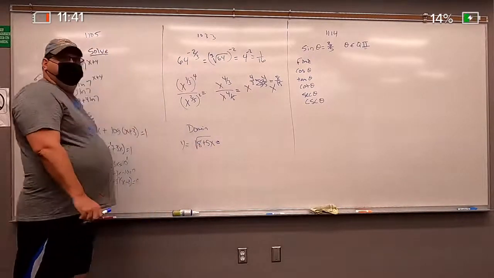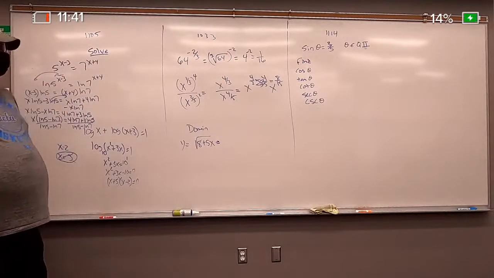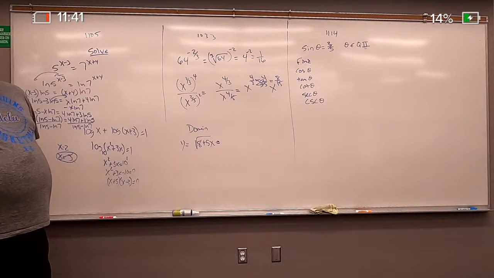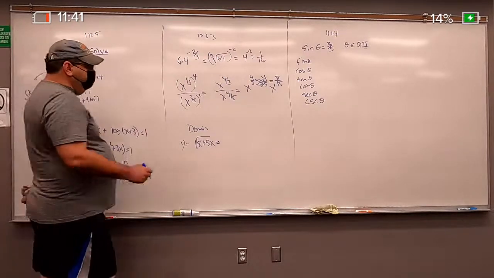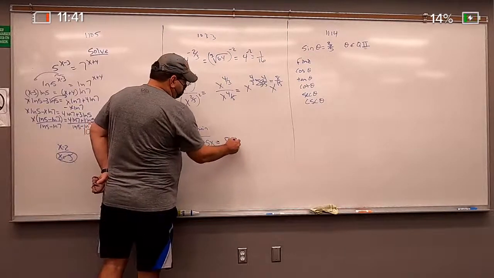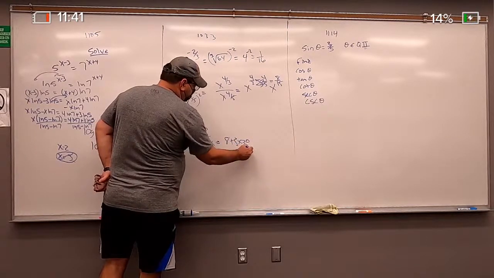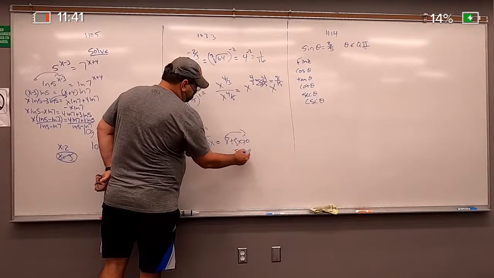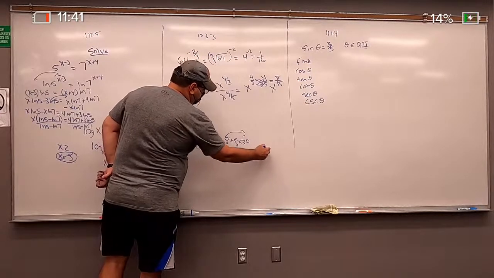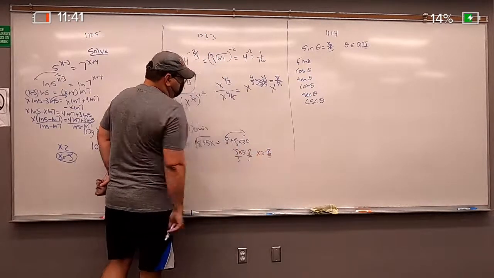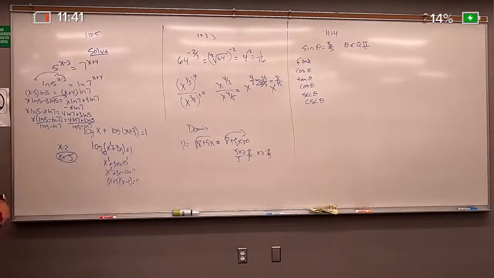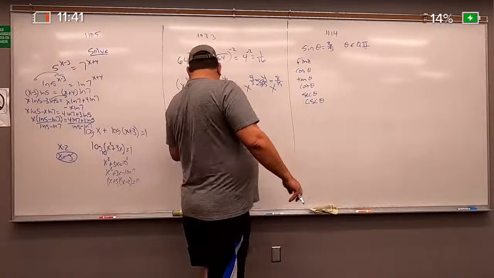What did you get for the domain of that? -8/5 to infinity. Perfect. You set this greater than or equal to 0. 5x is greater than or equal to -8. Divide by 5, divide by 5. X is greater than or equal to -8/5. All right. You good? Ready? Casey, you good? Yeah.